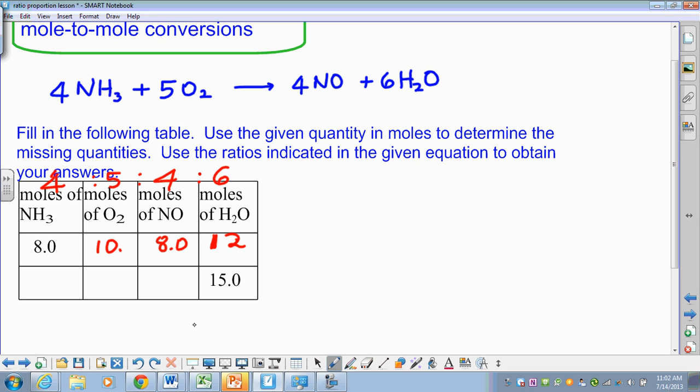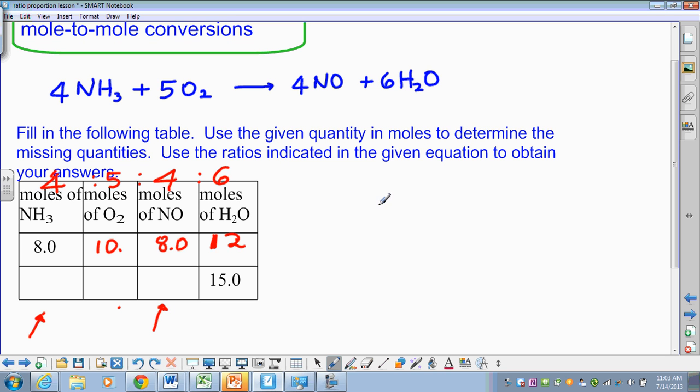Okay, let's check the next one. 15 moles of water. That will require how many moles of these two substances and how many moles of this will be produced along with 15 moles of water. Okay, I'm going to begin with the first one. And notice the moment you determine the first one, you will already know the answer for the third one, for the nitrogen oxide, because those are a 4 to 4 ratio. So whatever this is, this will be exactly the same.